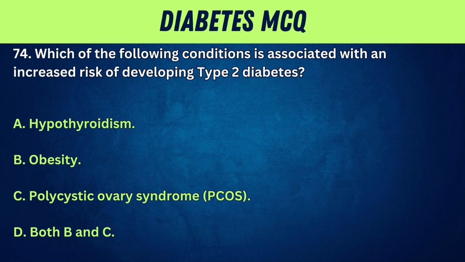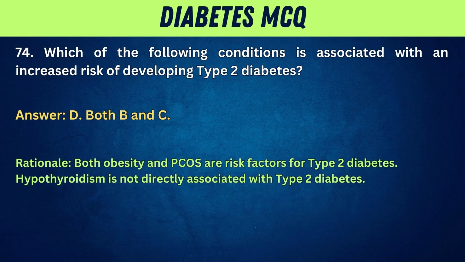74. Which of the following conditions is associated with an increased risk of developing type 2 diabetes? A. Hypothyroidism. B. Obesity. C. Polycystic ovary syndrome, PCOS. D. Both B and C. Answer: D. Both B and C. Rationale: both obesity and PCOS are risk factors for type 2 diabetes. Hypothyroidism is not directly associated with type 2 diabetes.